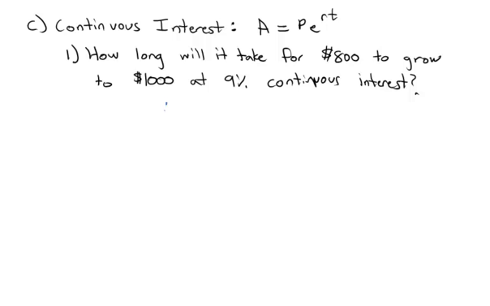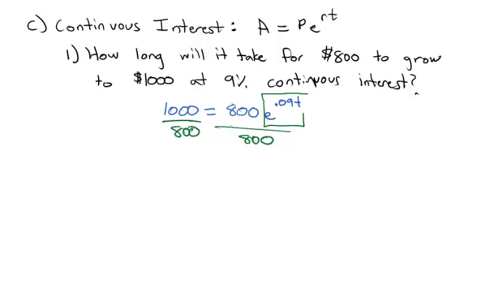Well, the final accumulated future value of 1,000 is equal to $800, our present value, times e to the r, which is 0.09, times t, that's the time we are looking for. Again, to solve for the part with the exponent, we need to first get rid of the part that doesn't have an exponent. So we're going to divide by 800 on both sides. And that's going to give us 5/4 or 1.25 equal to e to the 0.09t.